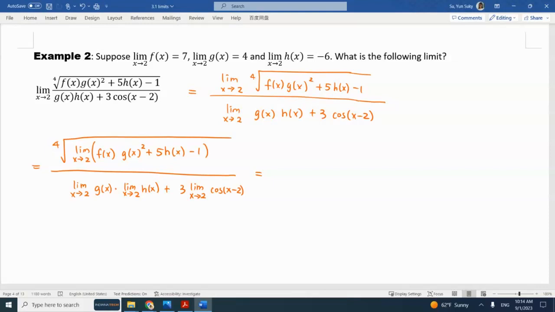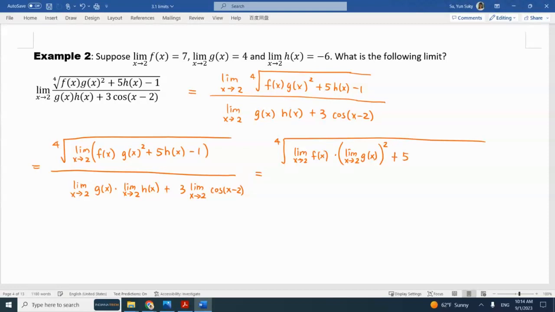And let's do the same thing in the numerator. So we have the fourth root, and we have limit f of x times limit g of x. I can put the square outside. Here I'm doing two things in one step. I have limit of sum is sum of limits, and limit of product is product of limits. And for the power, you can move the limit inside the power. Is that okay, everybody? What we're doing is moving the limits inside.